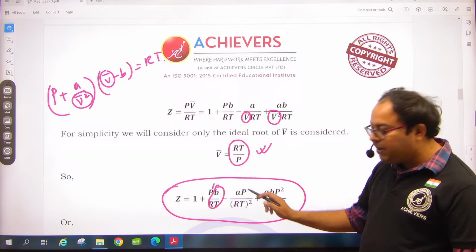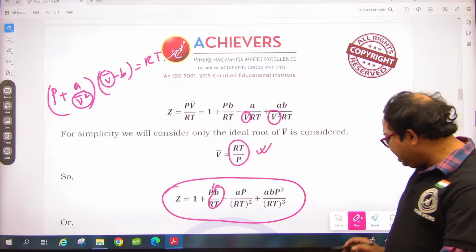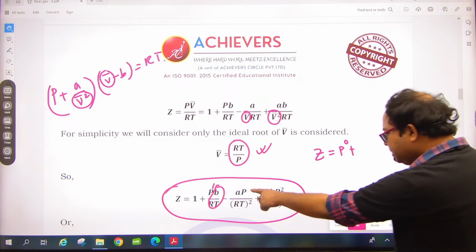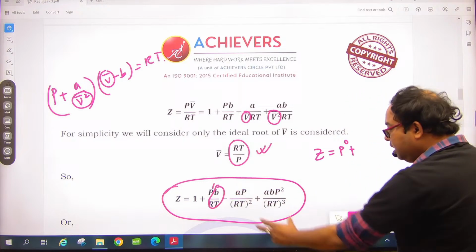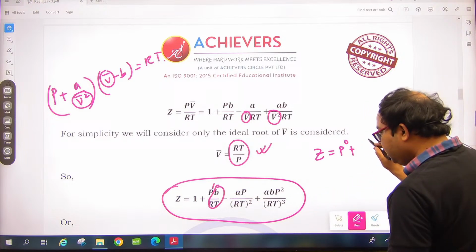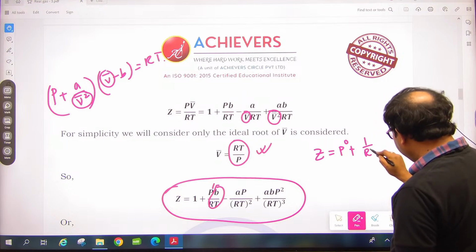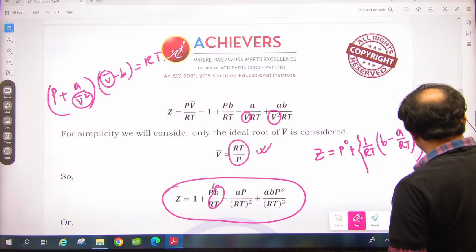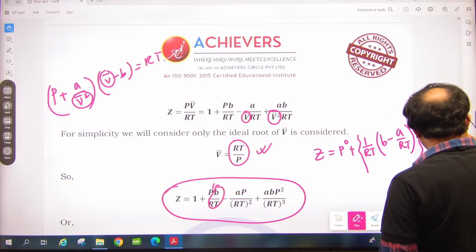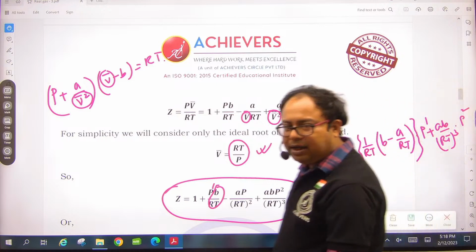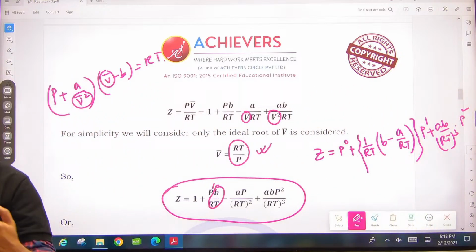Here also you have got a P term and a P square term. You can write it in this way. Z is equal to P to the power 0 plus, you fuse the second and the third term together, so it becomes 1 by RT multiplied by B minus A by RT multiplied by P to the power 1. So I've got a P to the power 1 term plus AB by RT whole cube multiplied by P square term. So you can see we have expressed Z in a power series of P.